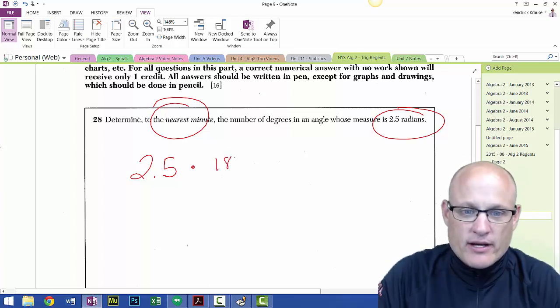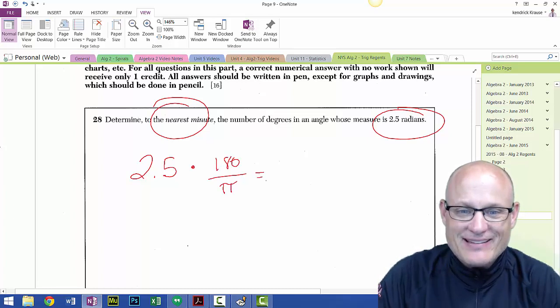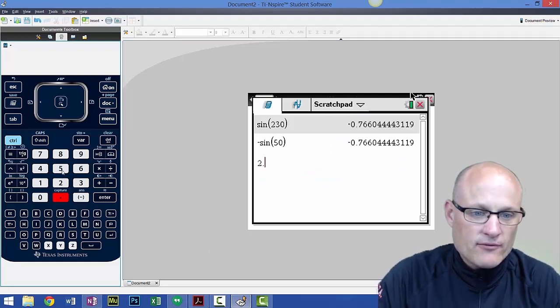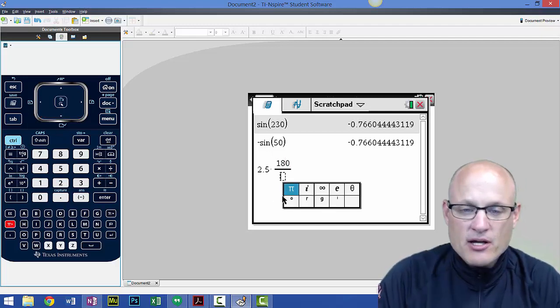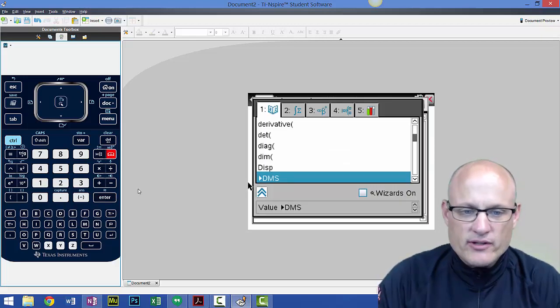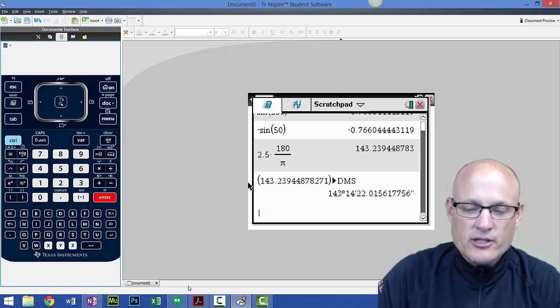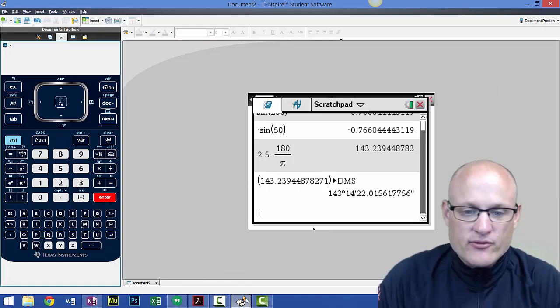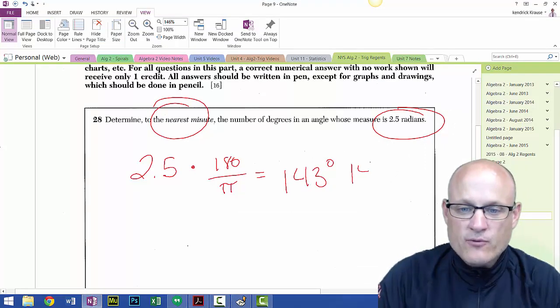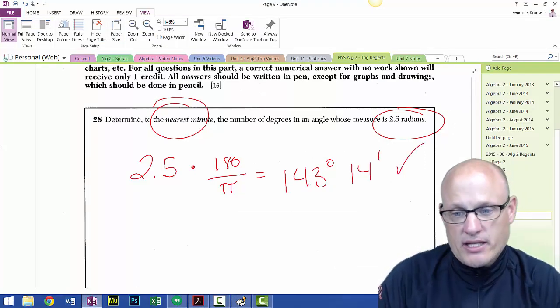All you do is multiply by 180 over pi. That's it. You take your calculator out. You go, okay, Mr. Calculator, 2.5 times 180 over pi. By the way, there are a couple nasty questions on this part. 143.23994. Then you got to DMS it. So I come over here and I DMS it. 143 point, and then rounded to the nearest minute, it's 14 minutes. So I'm not going to belabor it too much. It's 143 degrees, 14 minutes. Getting money in the bank.